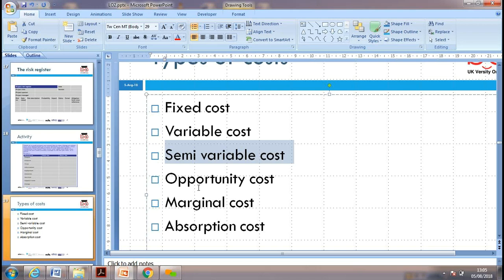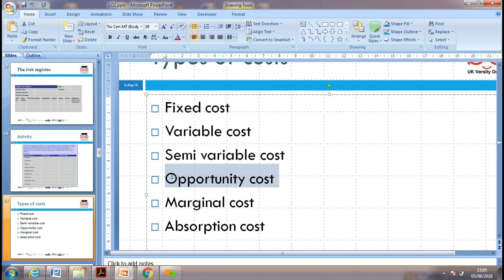Like, if you have a mobile phone contract, you're paying a fixed line rental every month and you get up to a limit of minutes. If you use more than that, you'll get higher bills. Yes? So we have a fixed cost which stays fixed, but we have a variable cost that can change. What about the opportunity cost?